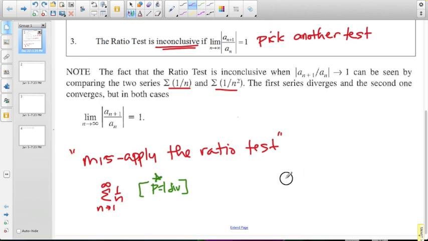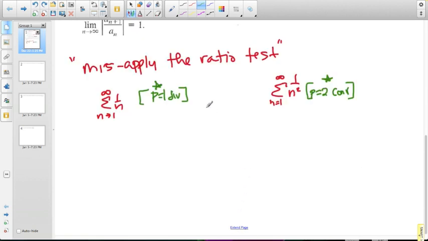Likewise, if we look at 1 over n squared, also a p-series, from n equals 1 to infinity, we know the p-series test is the appropriate test. We know p equals 2 here, so we know we have a convergent series. Again, doing the p-series test is the correct test to do. But let's try the ratio test with these, just to show you that inconclusive nature.